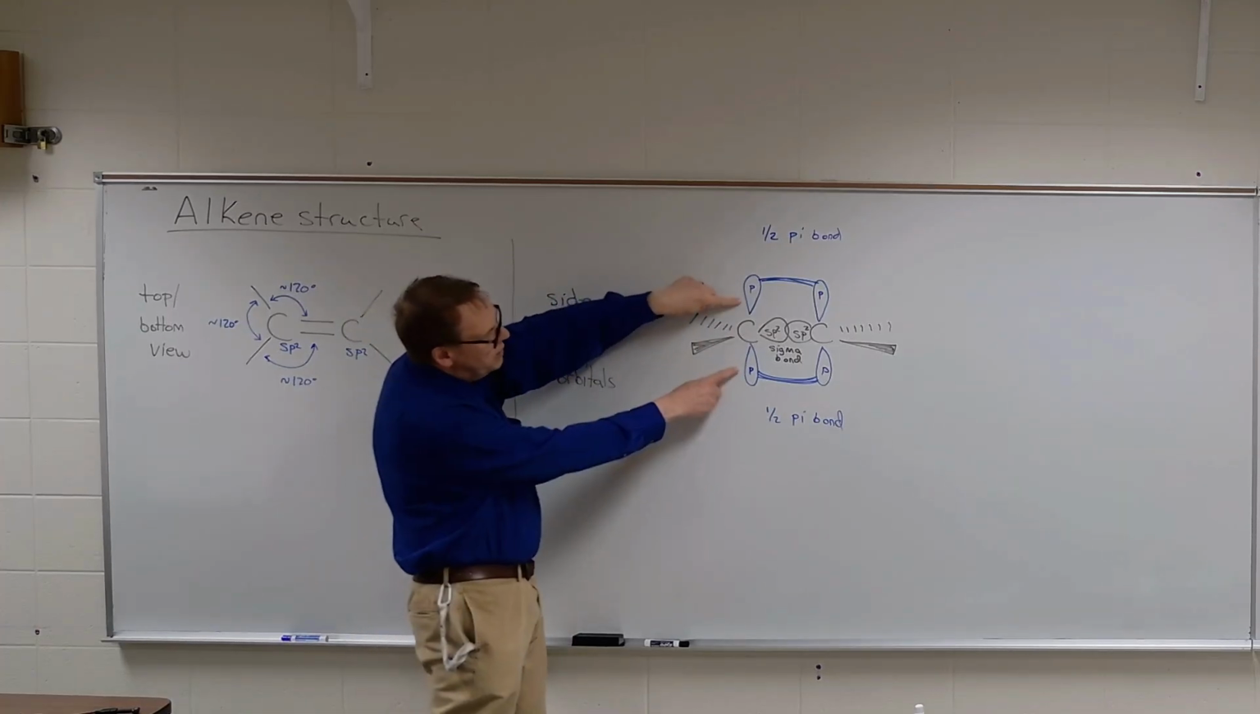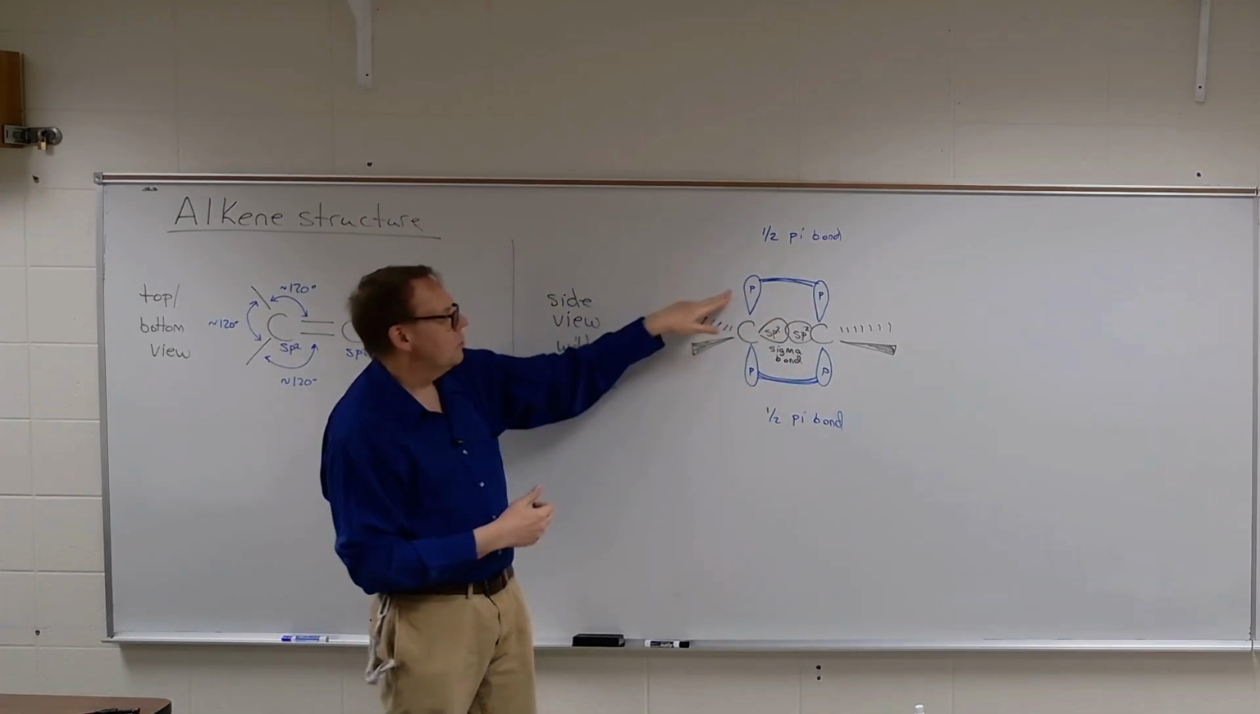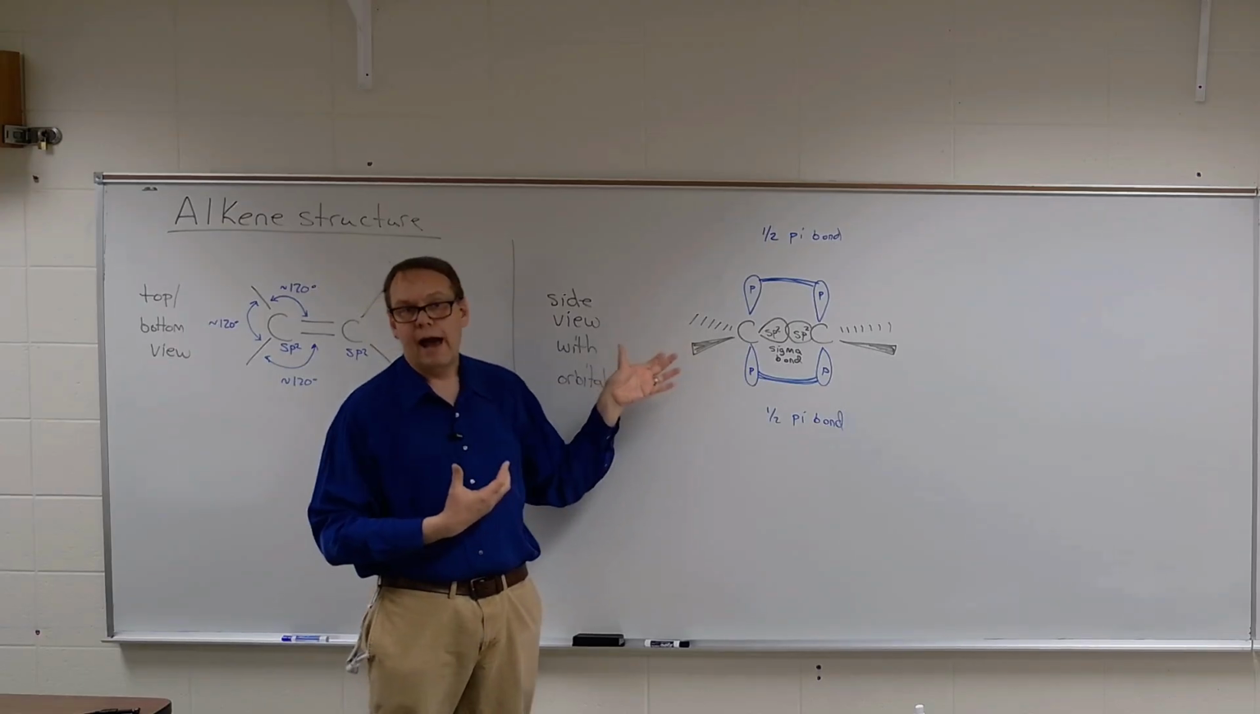So this is one p orbital. That's another p orbital. They have 2 lobes, an upper lobe and a bottom lobe. And those lobes, when they overlap, form half a pi bond.